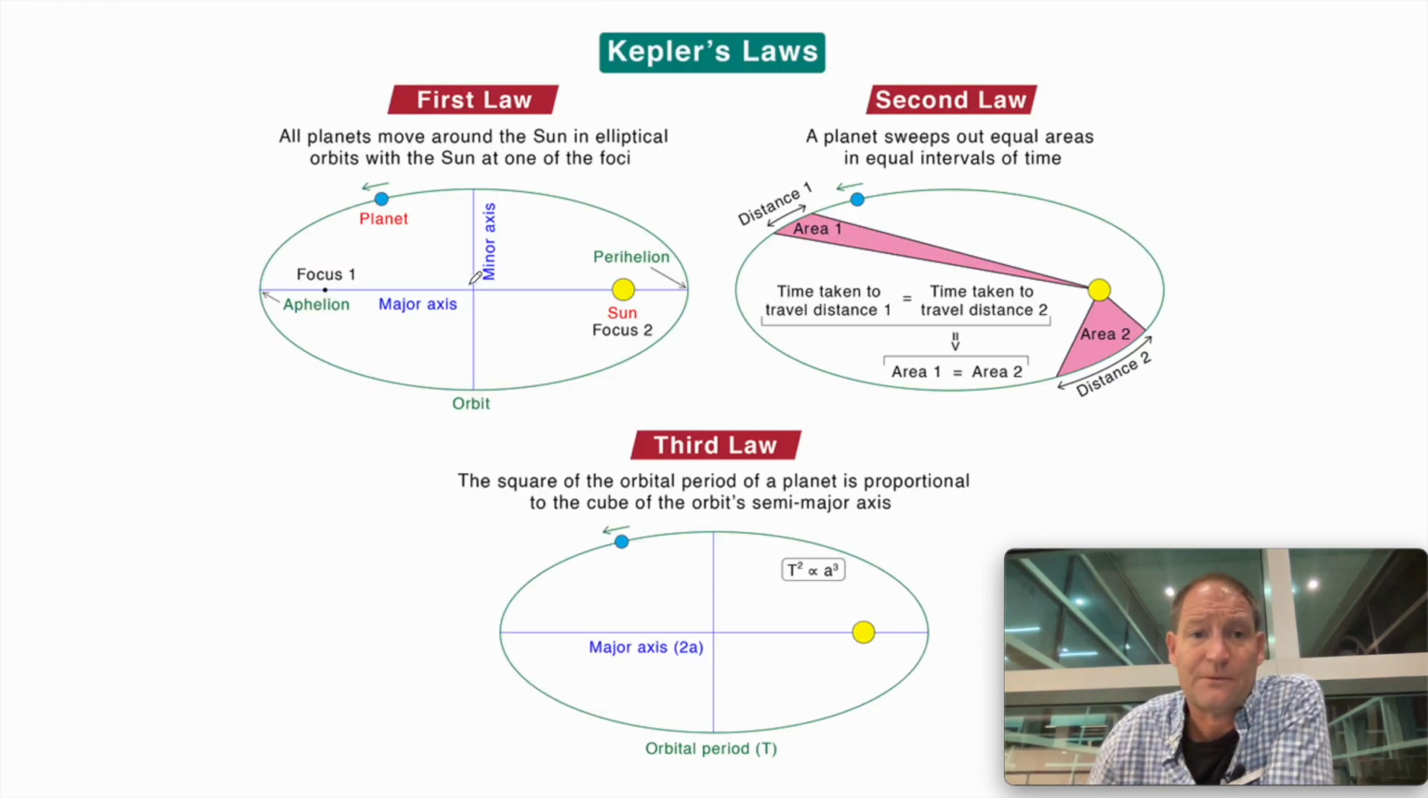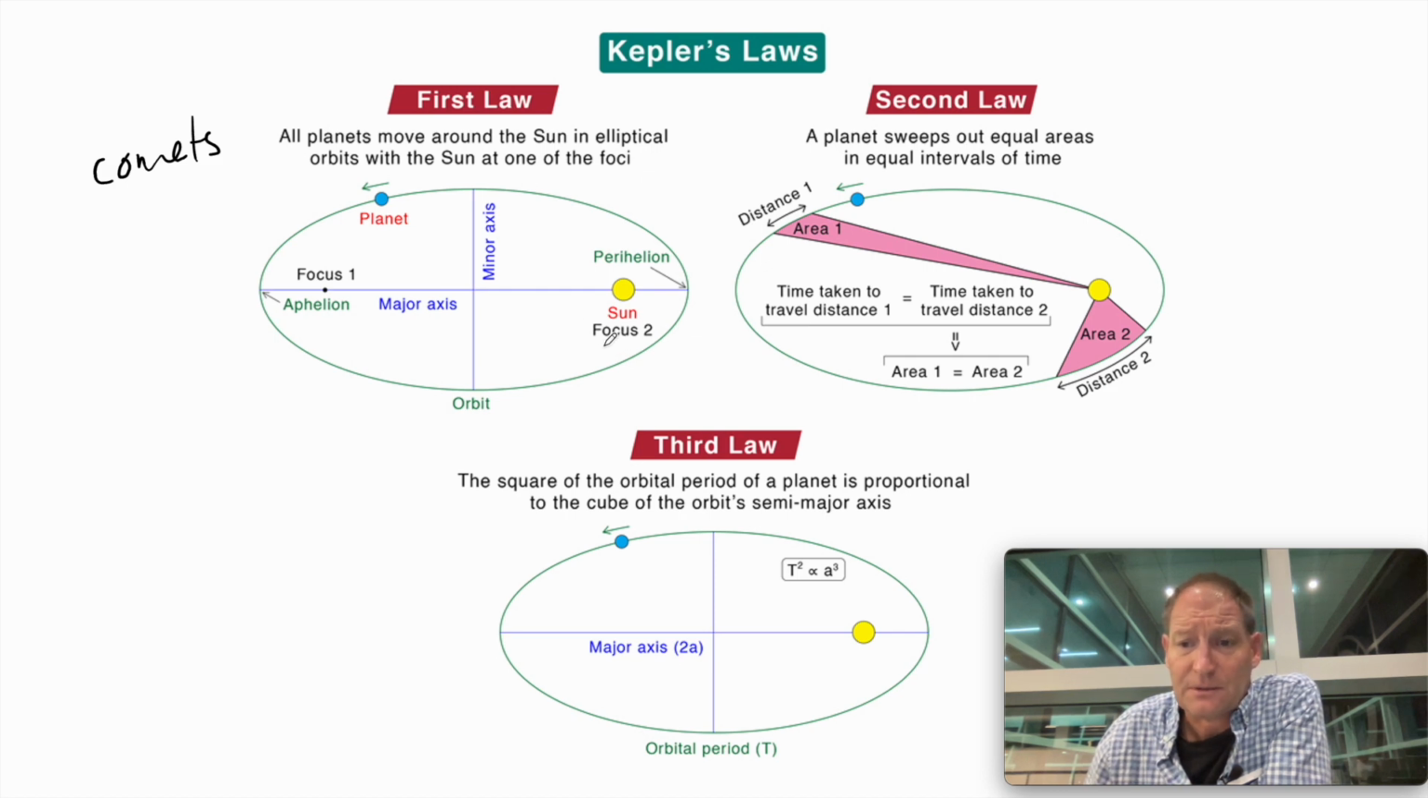So the first law is quite straightforward. The orbits themselves are not circular, they're elliptical. Okay? So they follow this ellipse pattern. These really tight ellipses are only for comets. Planetary orbits are so close to circular you'd have a hard time deciding whether it's circular or not.